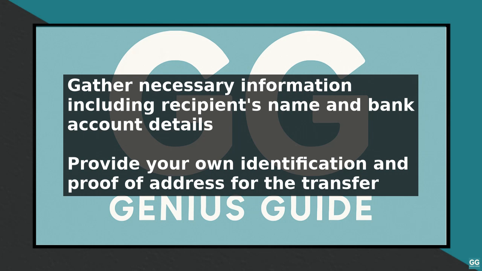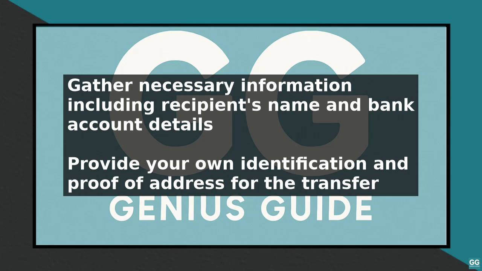Once you have selected a method, you need to gather the necessary information. This includes the recipient's name, address, and bank account details if you are sending money directly to their bank account. You will also need to provide your own identification and proof of address. The next step is to initiate the transfer.